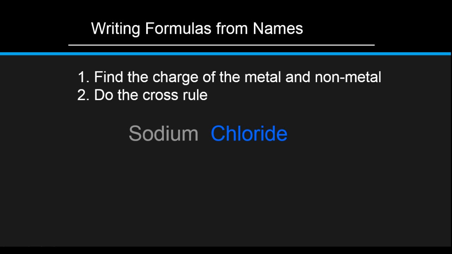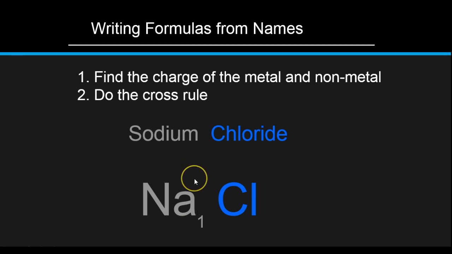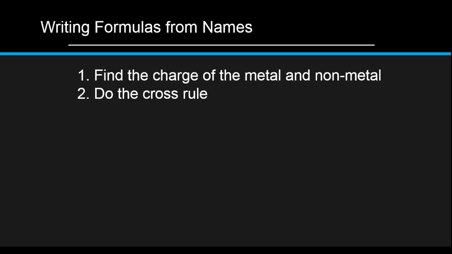If you're going to write the formula for sodium chloride, obviously you write the symbols first, Na and Cl. Next you look up the charge. Sodium's charge would be +1. Chlorine's charge would be -1. The cross rule refers to bringing those charges down. So the -1 for chlorine comes down to the sodium and tells us to have one sodium. The +1 for the sodium comes down and tells us to have one Cl. Works every time.